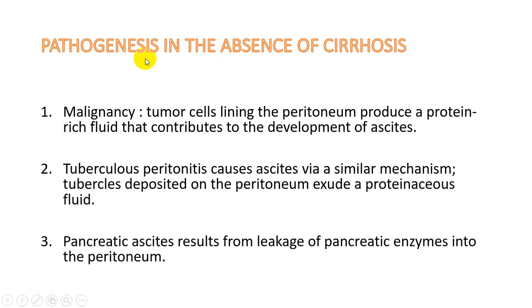As for the pathogenesis of other causes of ascites, it could be malignancy, when the tumor lining the peritoneum produces protein-rich fluid that contributes to the development of ascites by increasing oncotic pressure within the peritoneal cavity, so it acts as a magnet for fluid. The same applies for TB, but in patients with pancreatic ascites, it results from leakage of pancreatic enzymes into the peritoneal cavity.